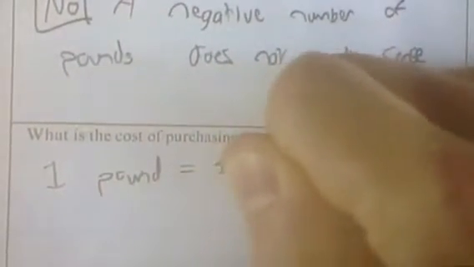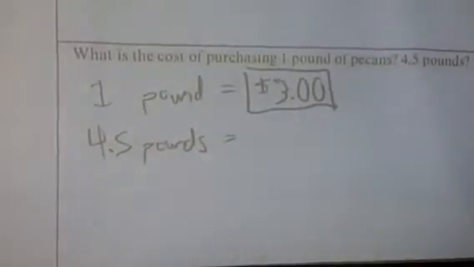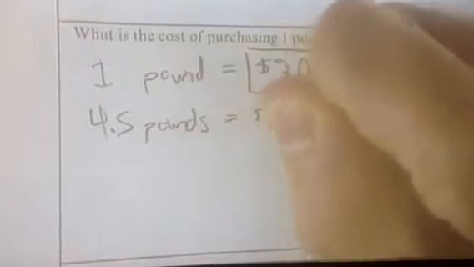It says the cost of purchasing pecans is $3 per pound. So, 1 pound equals $3. Okay? Then 4.5 pounds. To figure that out, if it's $3 for 1 pound, you want to multiply 3 by 4.5. If you multiply those out, you would get $15.